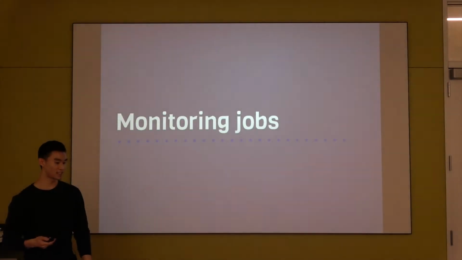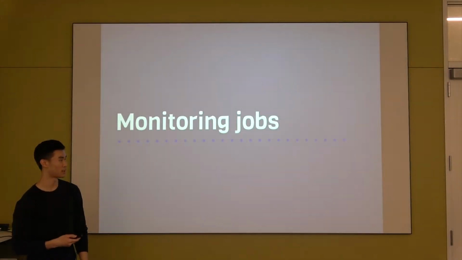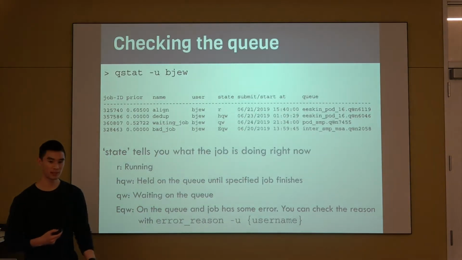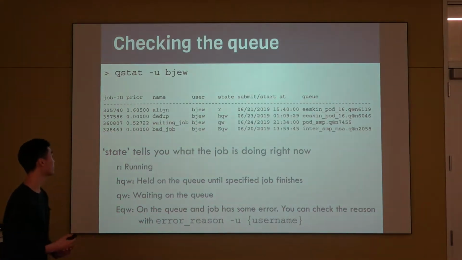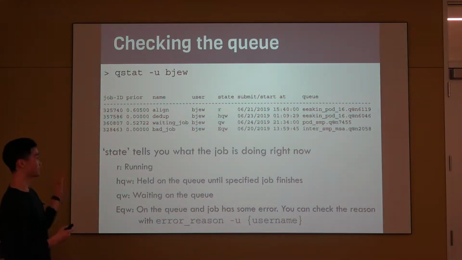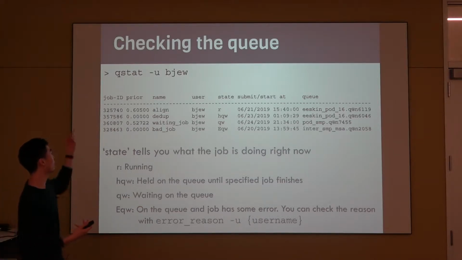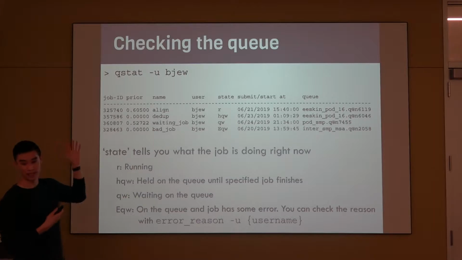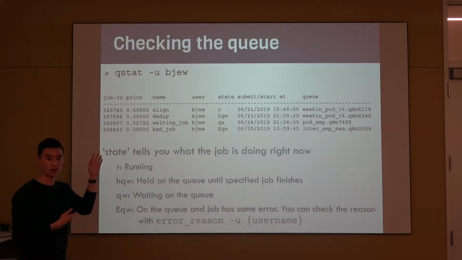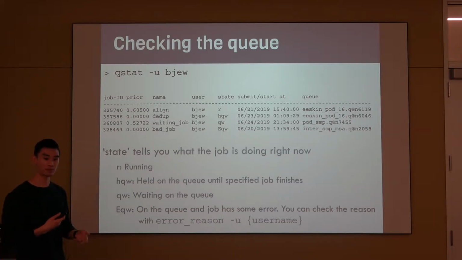So this next section is really important. It's monitoring jobs. So once you submit the job, how do you keep track of it? The first thing you want to do is just check the queue to see what you have submitted and what they're doing right now. And you do that through this command, qstat. And then you do -u and then your username just to filter for your own jobs. If you just do qstat, it'll show every job that's submitted.